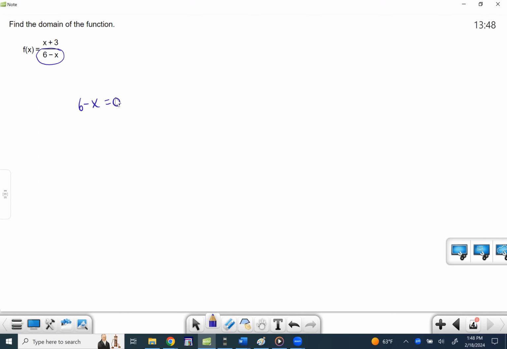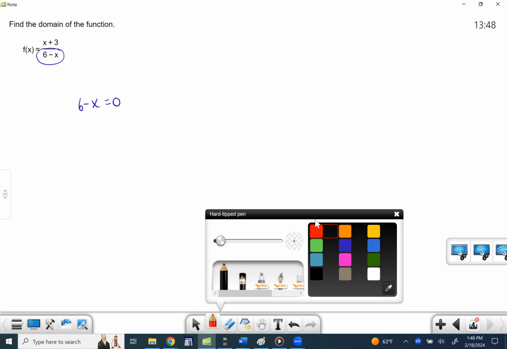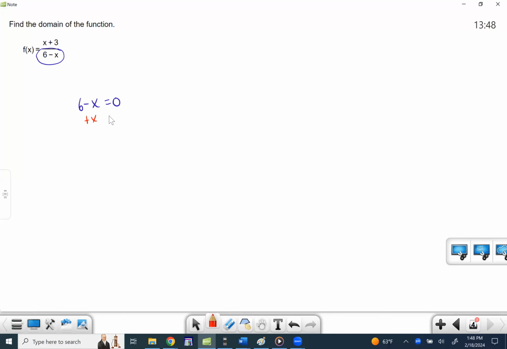Now, there's a lot of ways to solve this. I think the quickest would be that if it says minus x, then we're going to add x to both sides. So we got 6 equals, and 0 plus x equals x. So in one step, we got x equals 6.